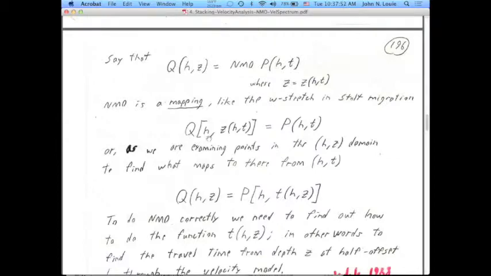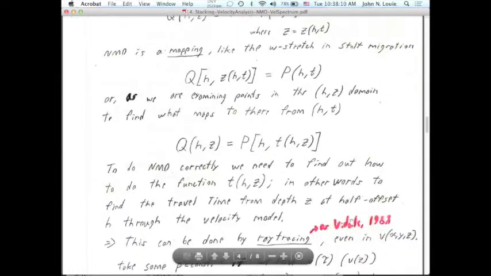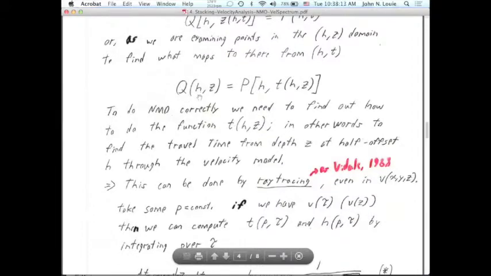So Q of H and Z is really taken from P of H and T. As we're examining points in the H and Z domain to find what maps there from H and T, what we are really doing is writing a function for time. We're writing the opposite of the function we thought we were, to make it an output-based mapping. So we go to a point we want to fill in the output, which is Q, at a particular Z, and we end up looking up a time T, which is a function of H and Z.